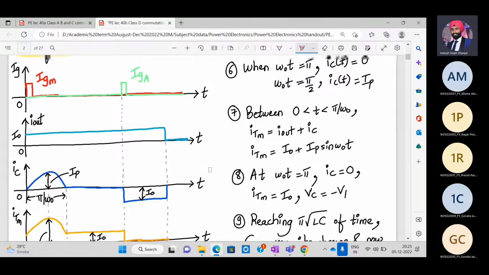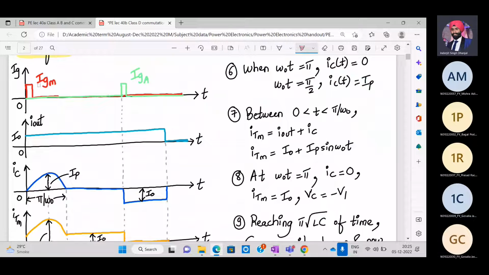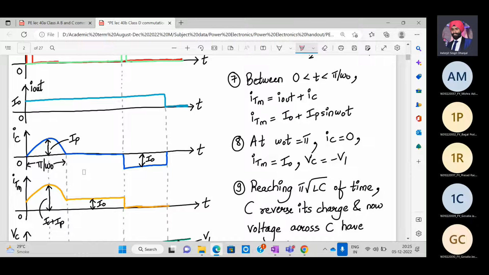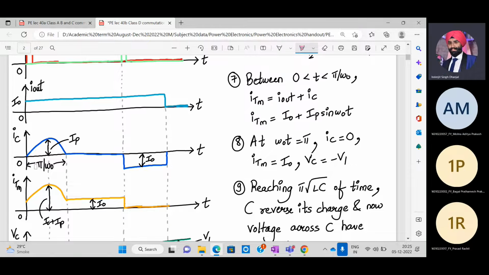Now let's go to the waveforms. We have come to the waveforms. We have to go through them. So now we have applied the gate trigger for the main SCR. So I out current is going to remain constant around I naught. What about the current flowing through the capacitor? The current flowing through the capacitor will reach the maximum value. I mean, it's an LC oscillation, right? So the LC oscillation will produce a current that will increase and then decay to zero. So the maximum height of this IC current will be IP, which we have already written the expression for. So its duration will be pi upon omega naught.